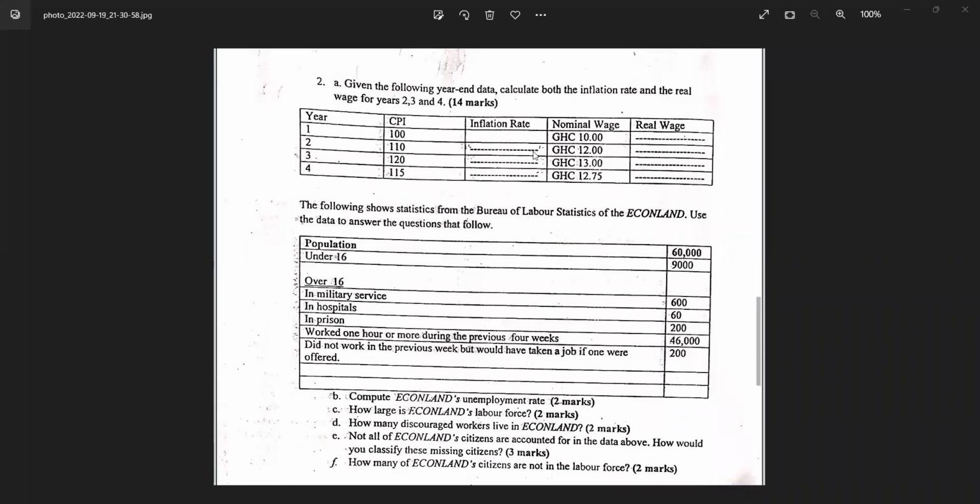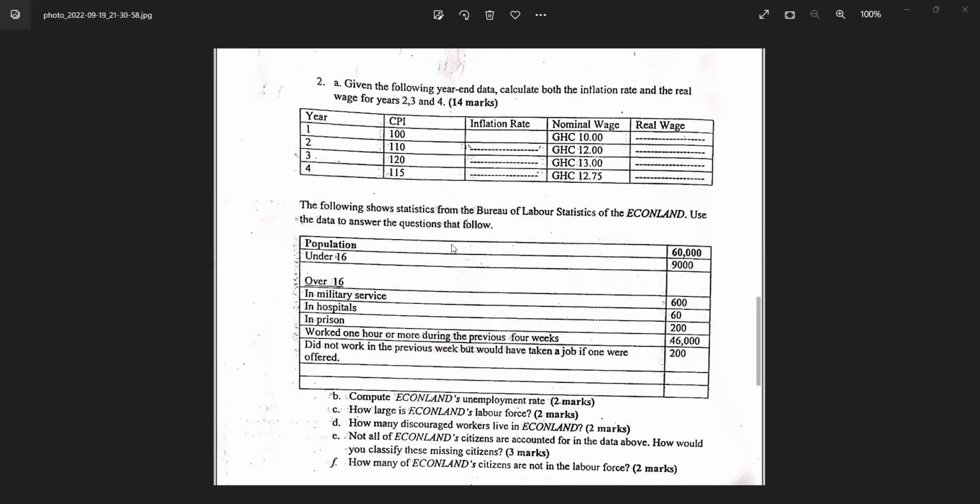I guess you use the CPI to calculate the inflation rate. Good, so at each level. But for this one, they didn't give you the CPI for the previous year. So how do you compute the inflation rate for the first one, when you don't know the CPI for the previous year? They said we should calculate the inflation rate for year 2, 3, and 4. Oh, okay, that's true. So how do you compute inflation rates? We all know it, right?